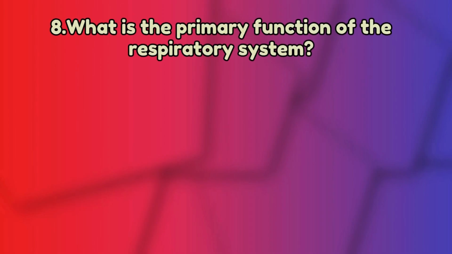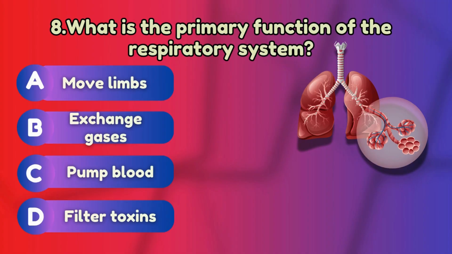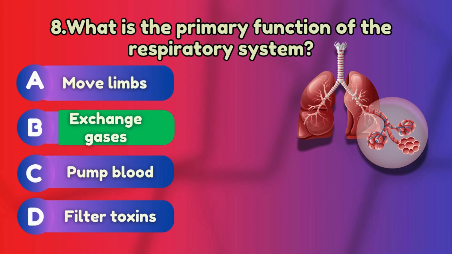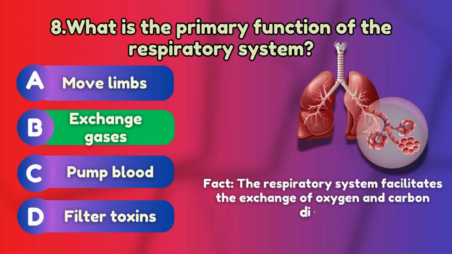8. What is the primary function of the respiratory system? A. Move limbs. B. Exchange gases. C. Pump blood. D. Filter toxins. Right answer, exchange gases. Fact: the respiratory system facilitates the exchange of oxygen and carbon dioxide.